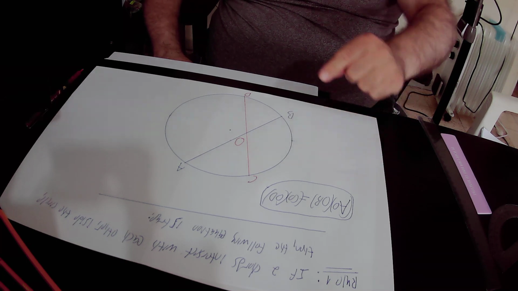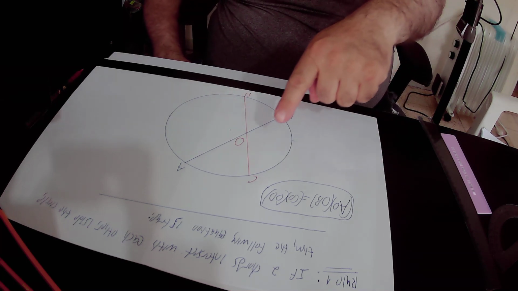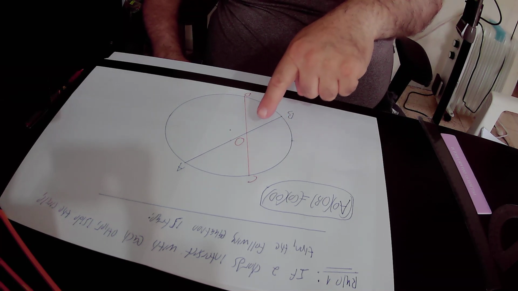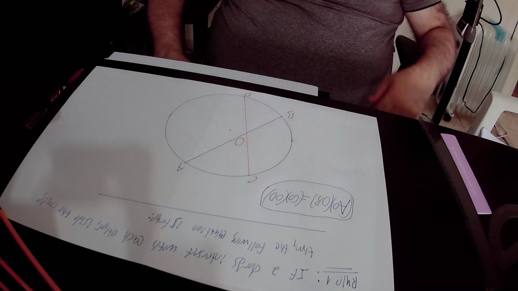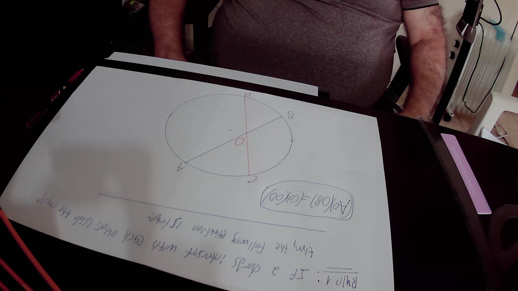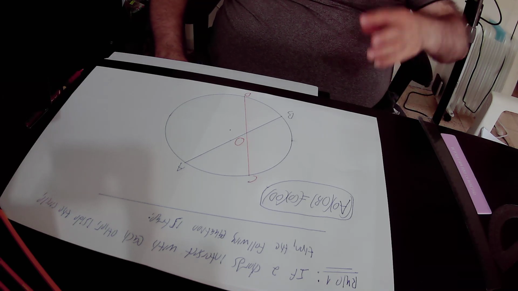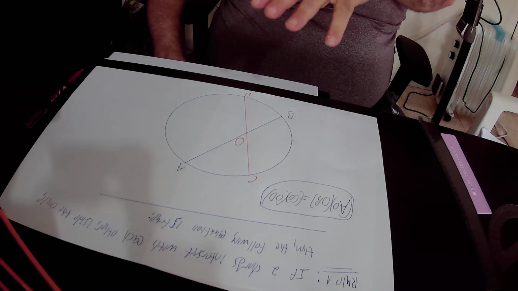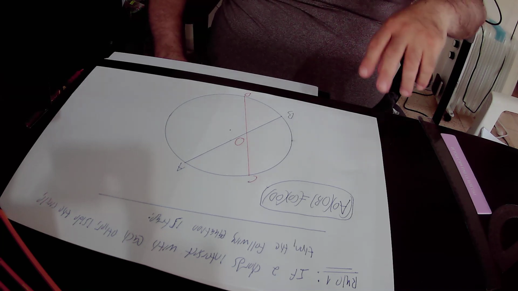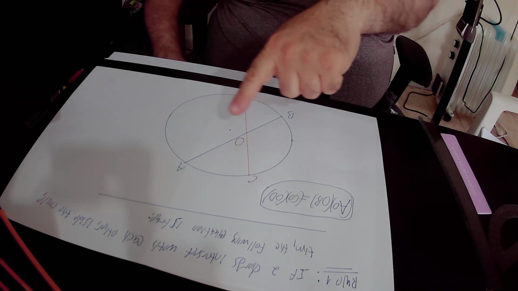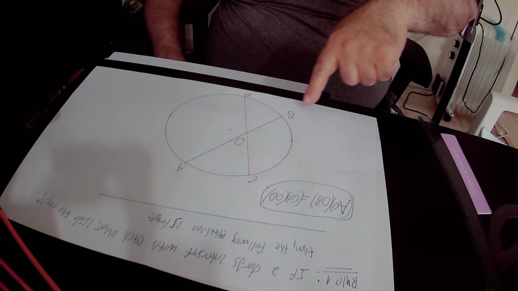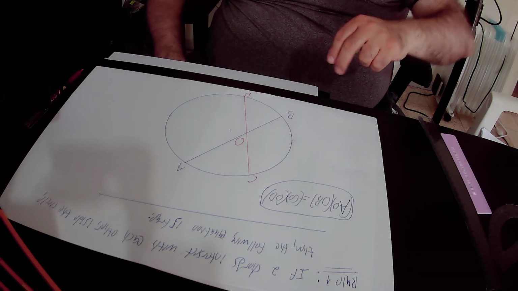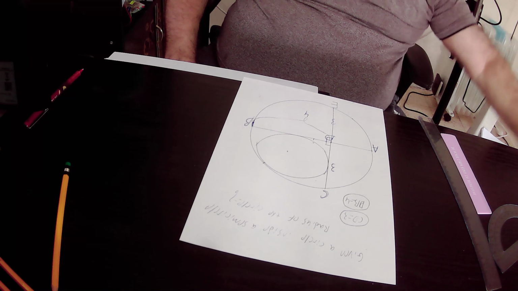I will repeat again. Chord AB intersects with chord CD at point O. Point O is the intersection point of chord AB with chord CD. And according to rule number 1, if this is the data given to us, then we will get that AO times OB equals CO times OD. Again, AO times OB equals CO times OD. Actually, we can implement rule number 1 in our drawing.